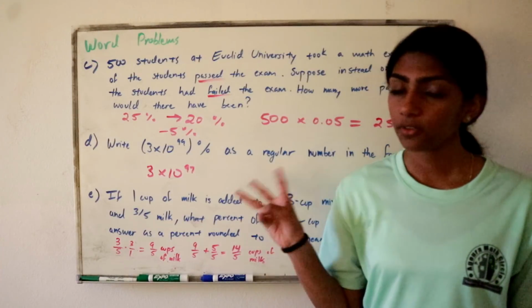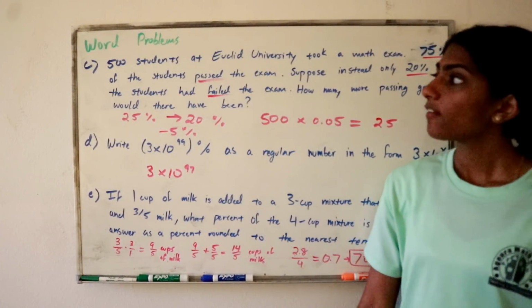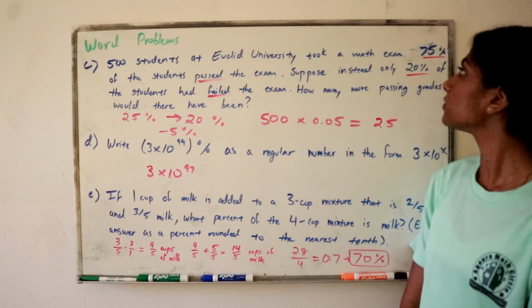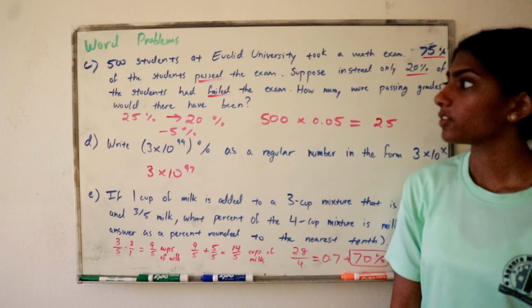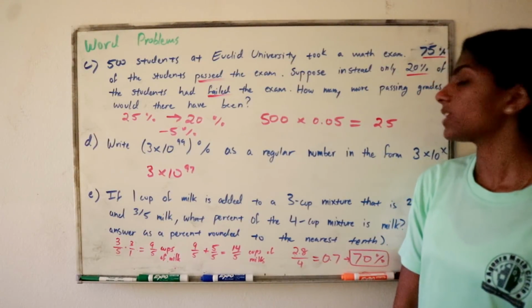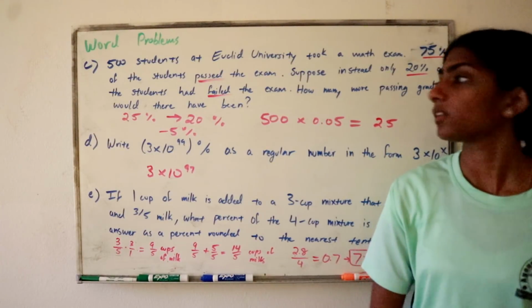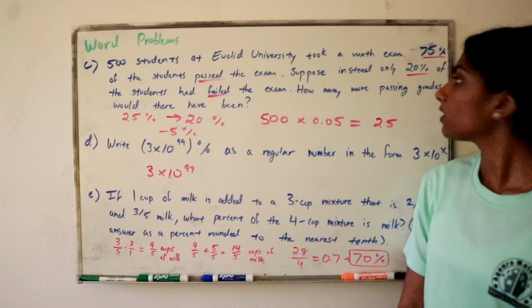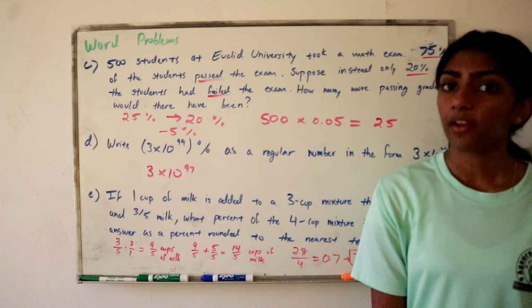So now let's look at our final 3 word problems. For the first one, 500 students at Euclid University took a math exam. 75% of the students passed the exam. Suppose instead only 20% of the students had failed the exam. How many more passing grades would there have been?